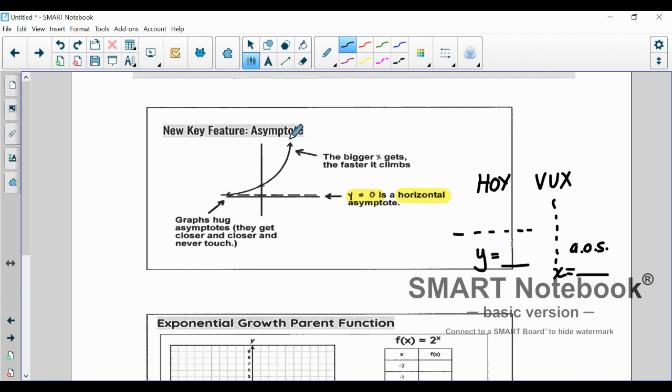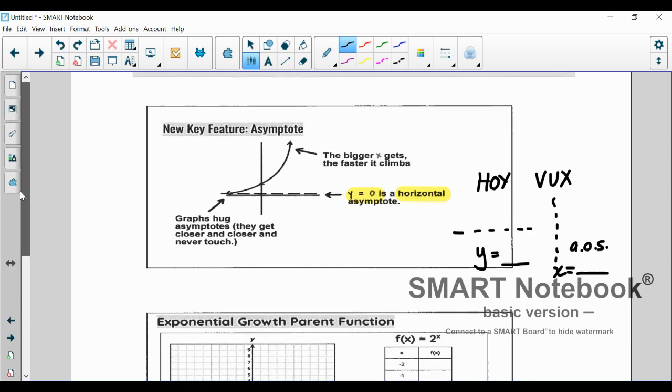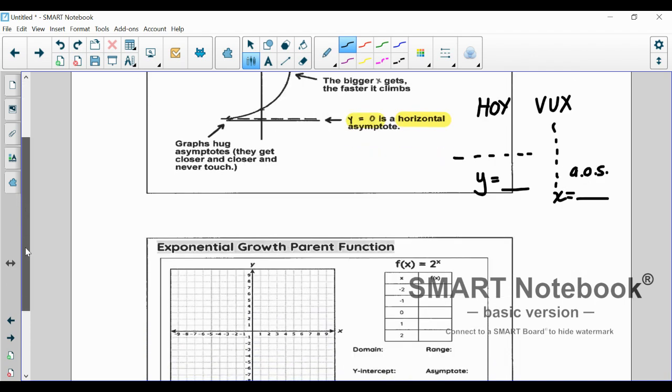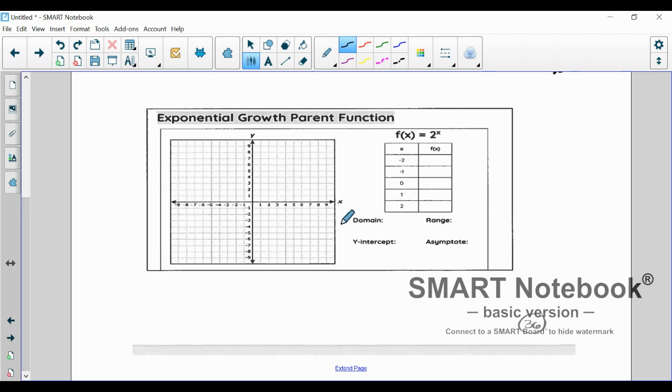And so what an asymptote is, basically, is the tail of the exponential function gets super, super close, but never crosses the asymptote. We can never go below it. So it's basically a do not cross line. So let's look at a graph and see what a growth looks like versus a decay.